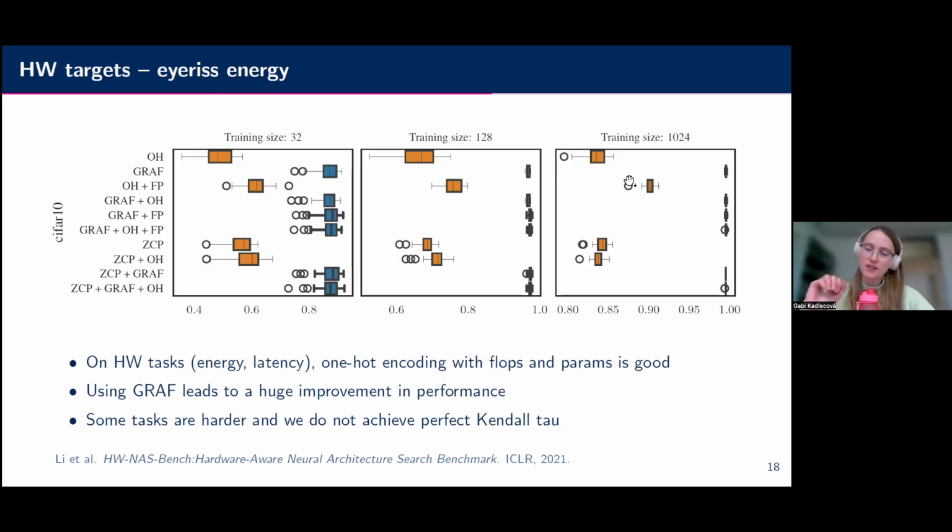It varies across the hardware tasks. Some were more difficult, so the Candle tower was more like 0.8. But here, just jumping to straight perfect performance in not that many networks. It's also quite a good result.